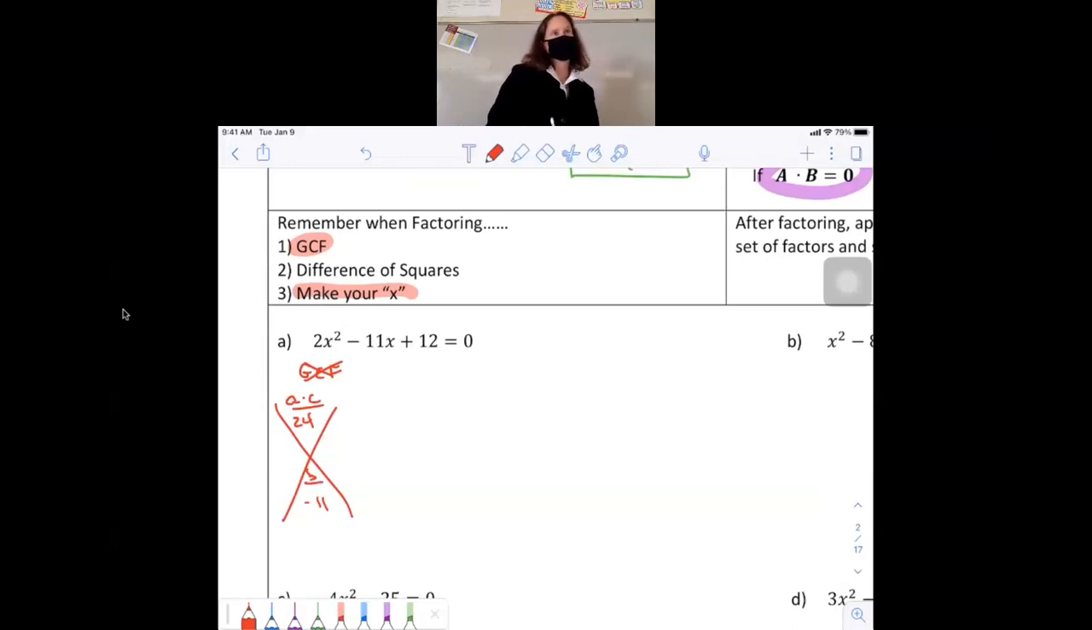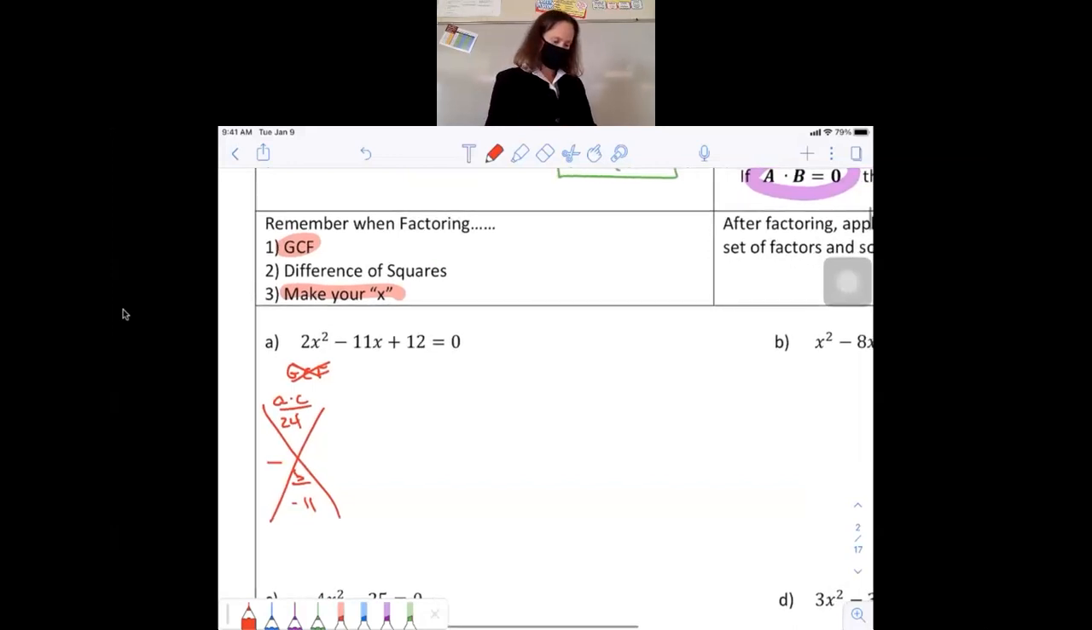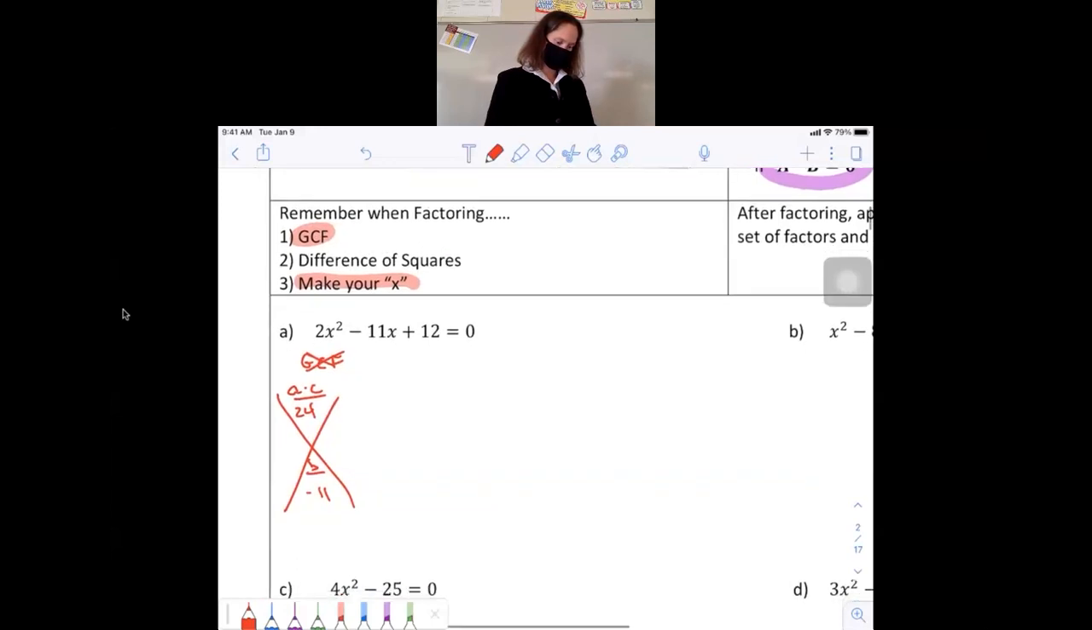So I'm looking for two numbers that when they multiply together, they get positive 24, but when I add them together, I get negative 11. In order for them to multiply together and get a positive, they have to be the same sign. There you go. Negative 8, oopsies, and negative 3.